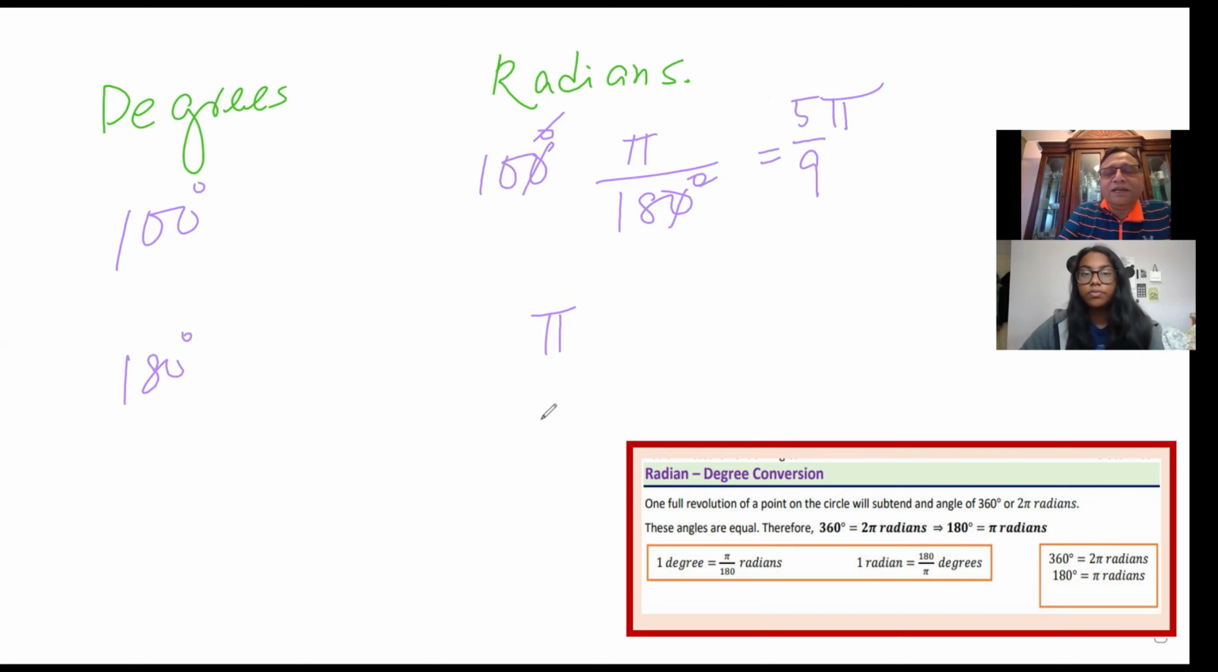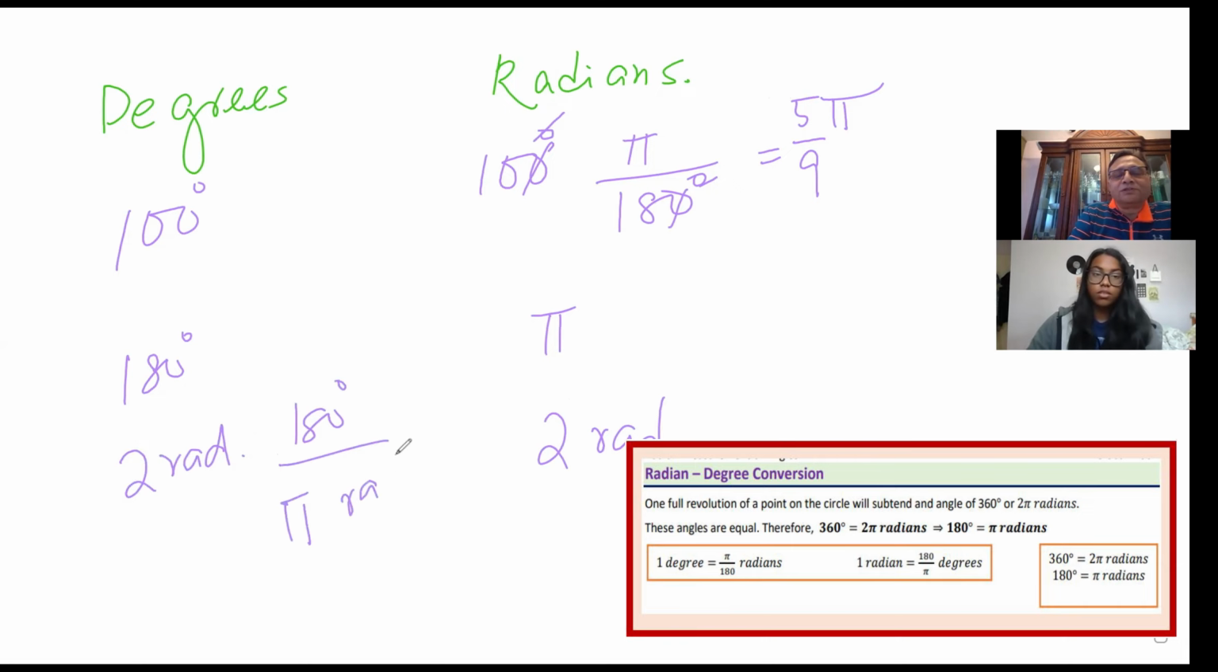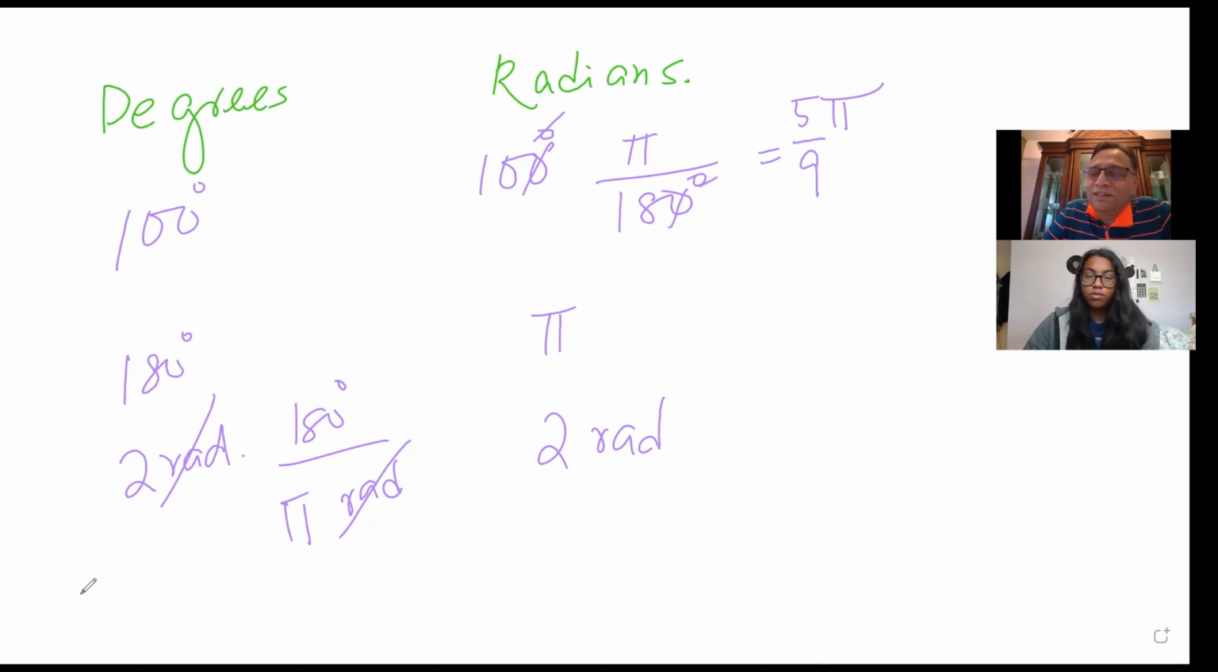Similarly, if I say 2 radians, how will you convert radians to degrees? Will it be 180 over pi? Correct. So 180 is in degrees and pi is in radians. So radians will cancel. What is left is degrees. So 360 over pi in degrees will be the conversion.